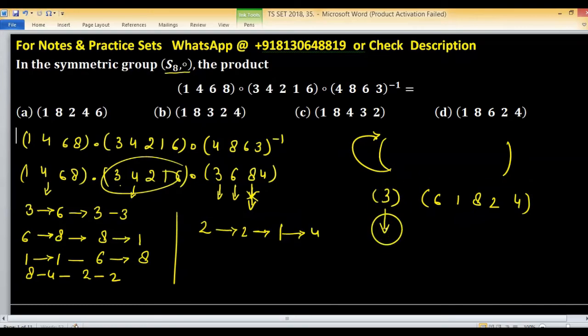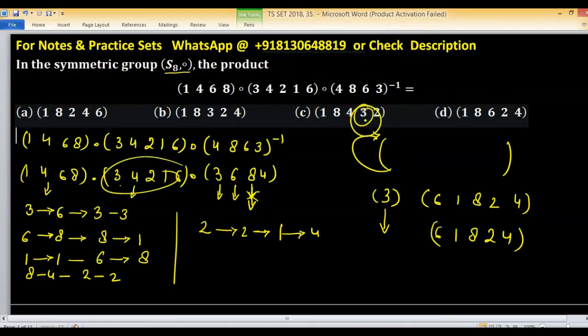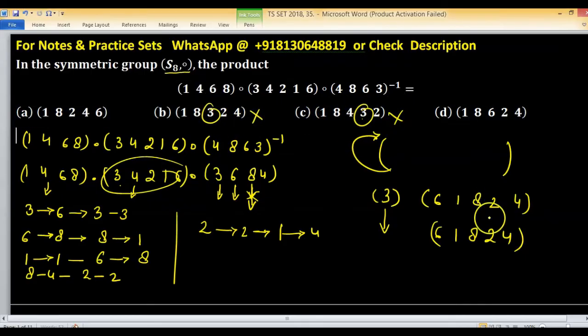So there is no need to write this one. 6, 1, 8, 2, 4. Because 3 is an independent cycle, having only one element. In option C, 3 is going to 2, and in option B, 3 is going to 2. So B and C are discarded.